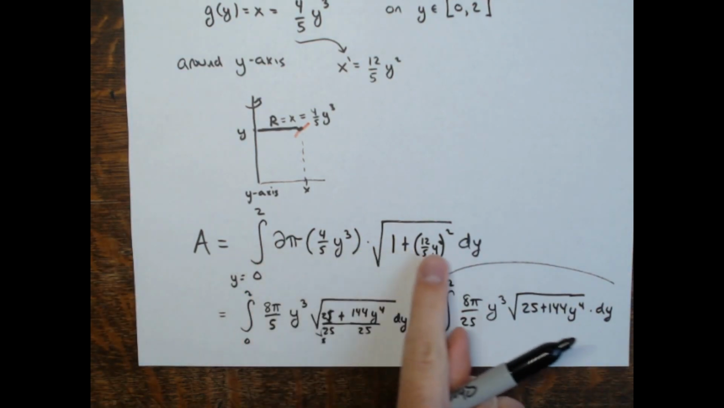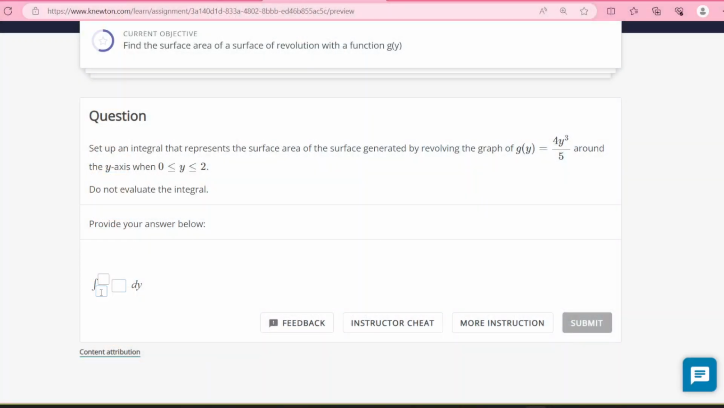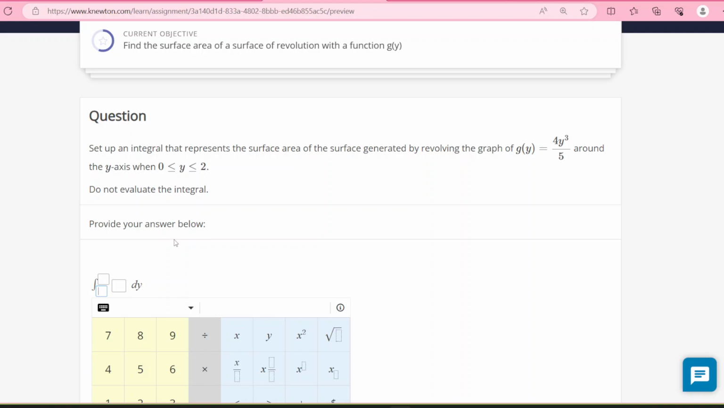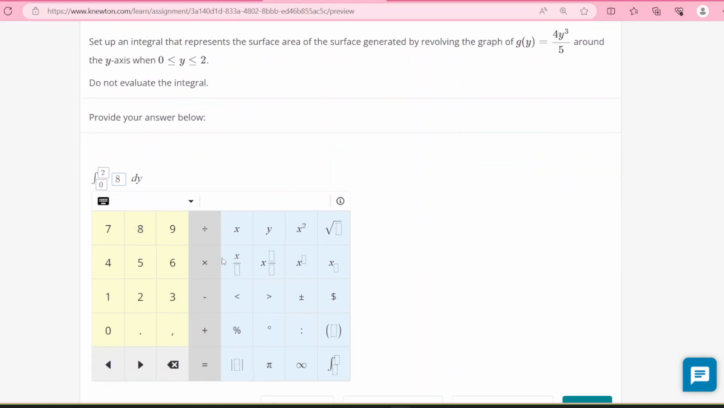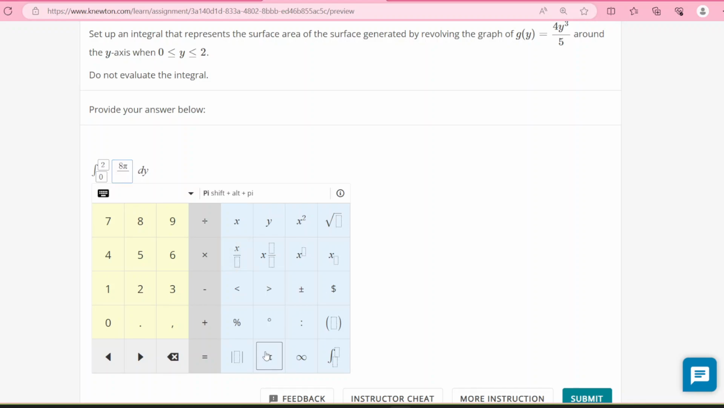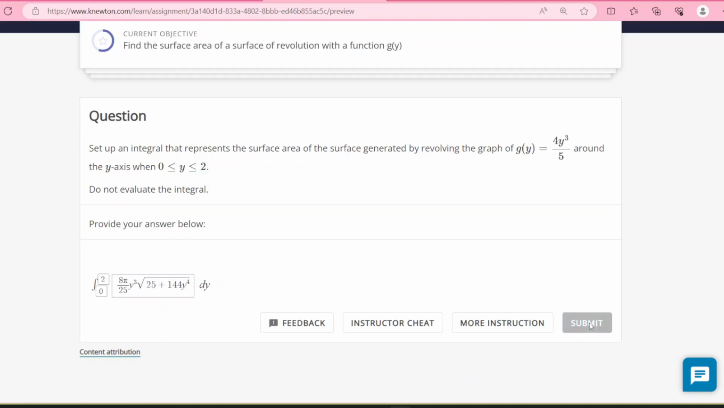So I'm going to enter this. I mean, you could enter the original thing, right? All they want is some expression equivalent to the correct answer. But we're setting up this integral to find the volume, sorry, not the volume, the area of the surface generated by rotating a curve around the y-axis. So y equals 0 to y equals 2, putting in the limits. And then inside, the integrand was 8 pi over 25 times y cubed times the square root, and inside the square root, 25 plus 144 y to the 4th. Now you may see that this is actually something we could integrate with a nice u substitution, but they don't want that. They just want us to set up the integral that would give us that surface area.